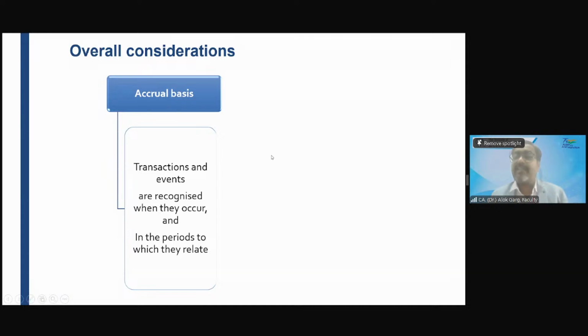So friends, as per Ind AS 1, as per the Companies Act, the financial statements of companies are required to be prepared on an accrual basis, right? Accrual basis means recording the transaction when the transaction is happening, not when the cash is coming. Okay?